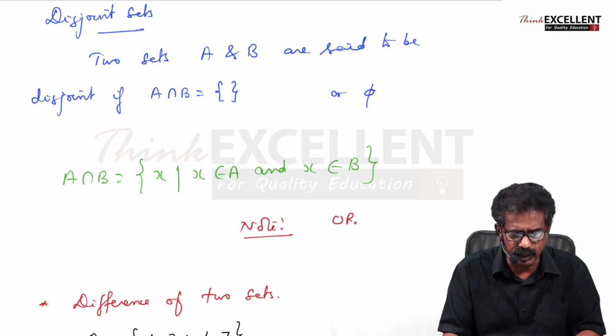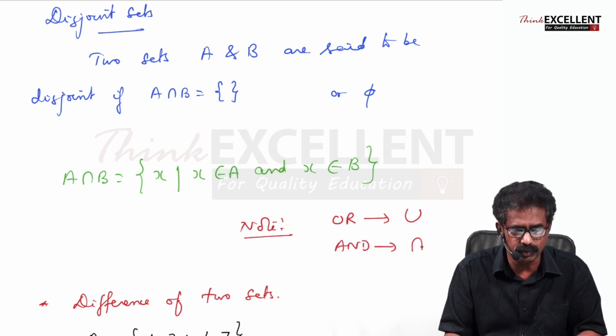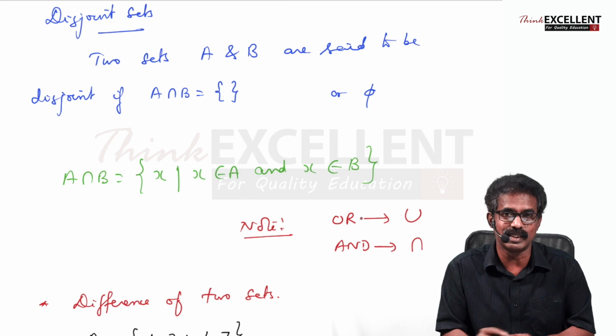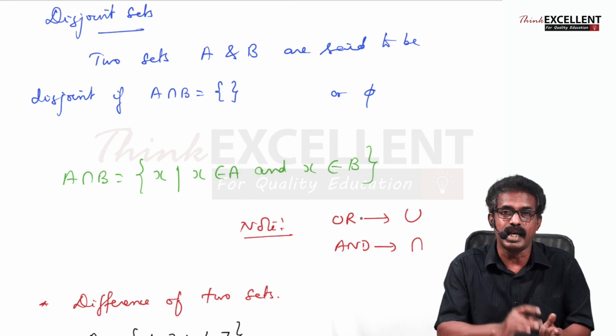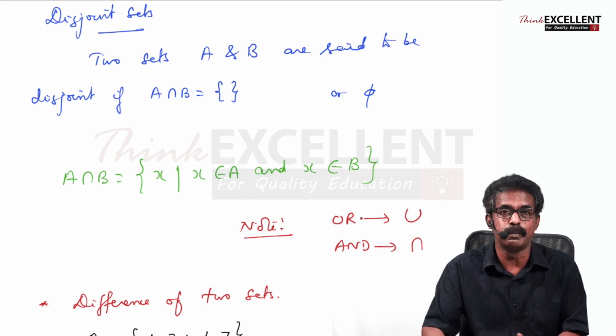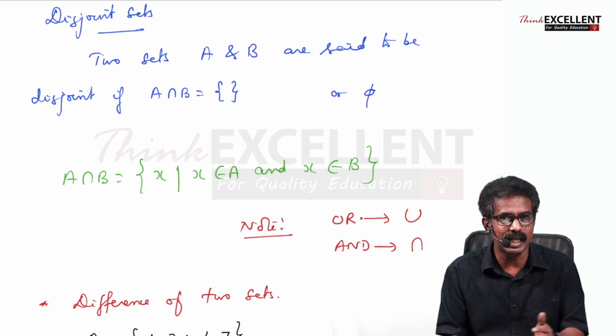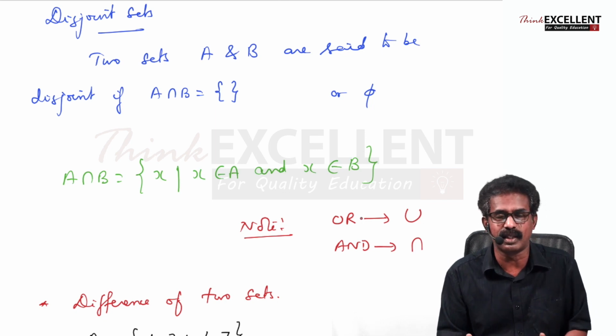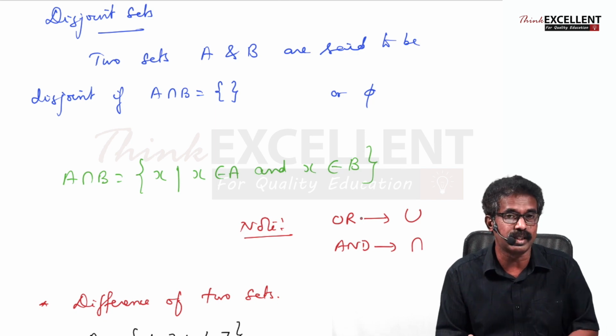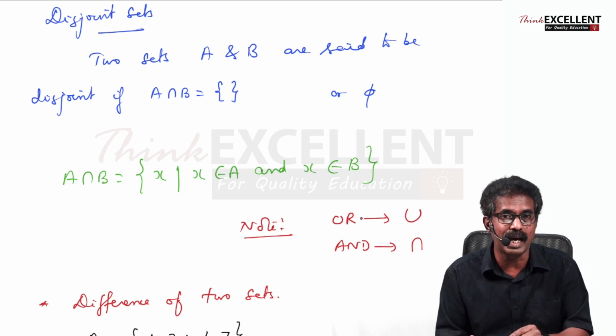For or, we are using union. For and, intersection. It will be useful in many places when you go for higher classes. A or B, A union B. A and B, A intersection B. Later we are going to learn some statements, sums and all, so this hint will be useful. Or means union and means intersection.